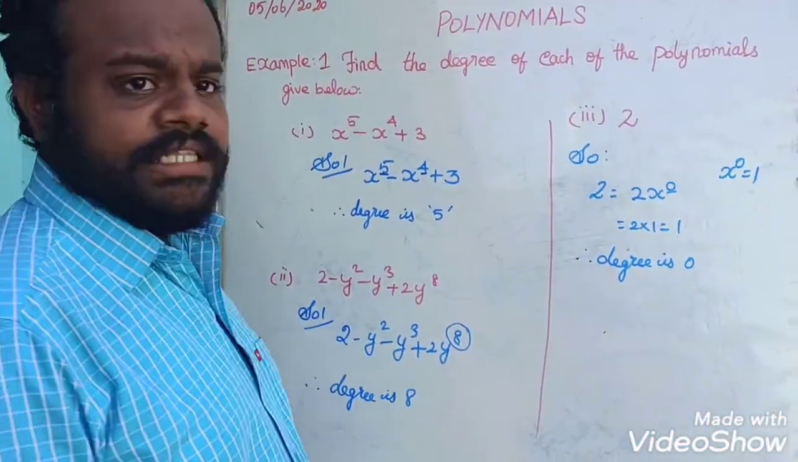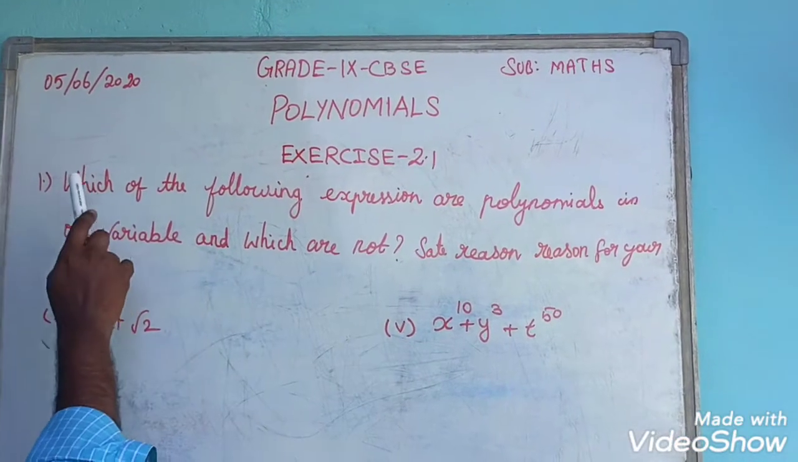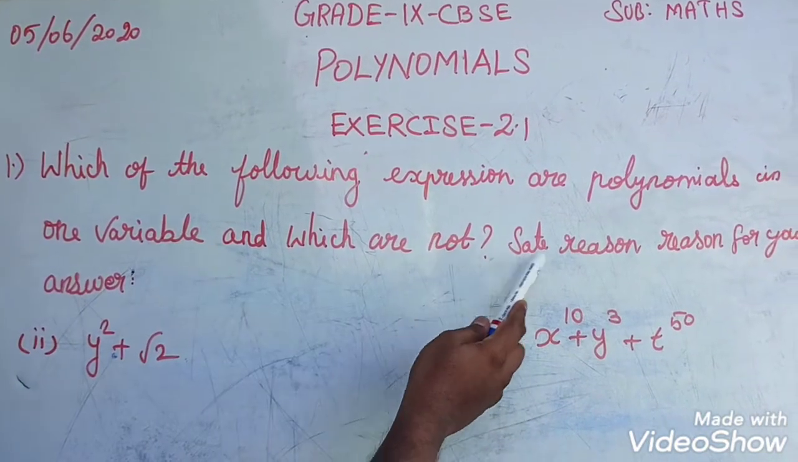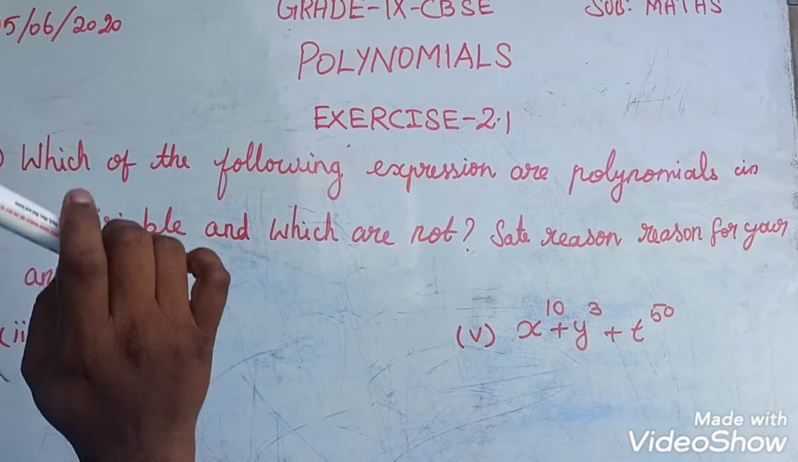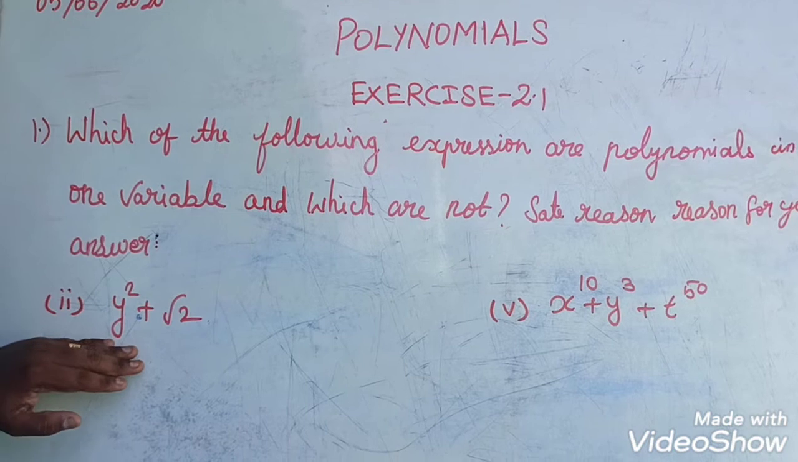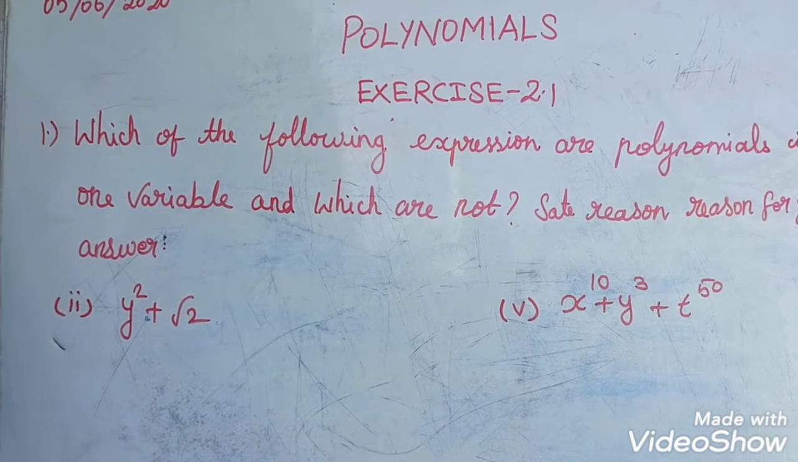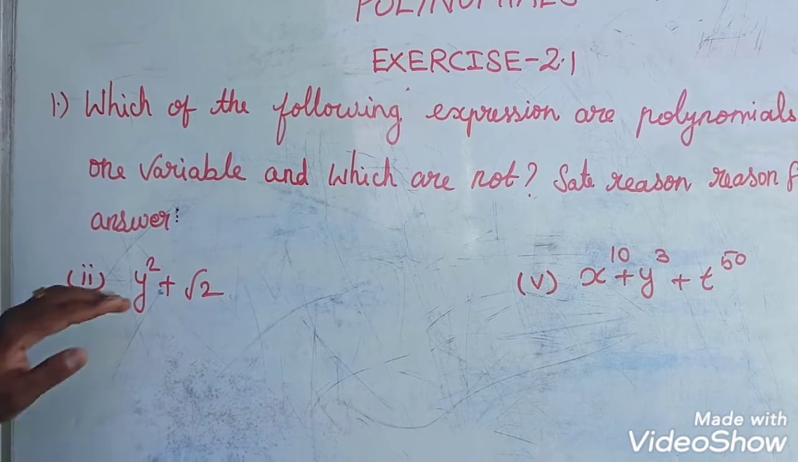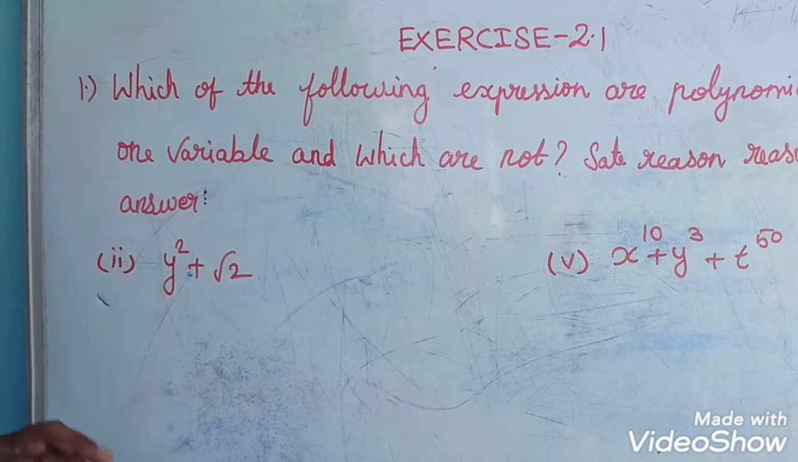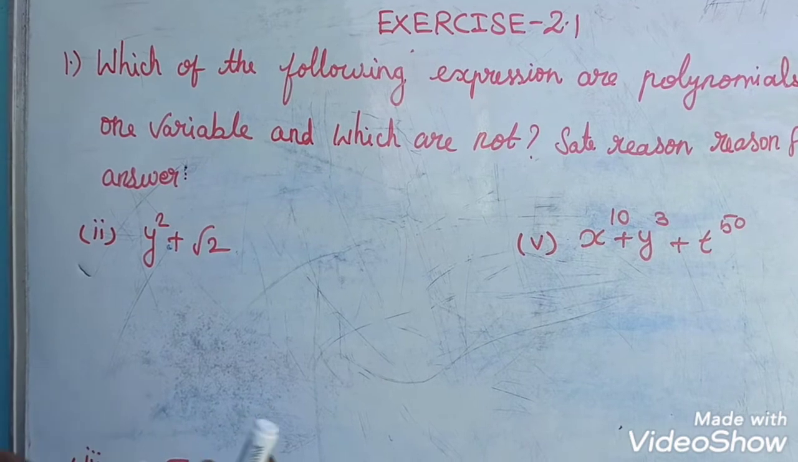Next, we have to see exercise number 1. Now we see exercise 2.1. Which of the following expressions are polynomials in one variable and which are not? State the reason for your answer. I already told you the condition of a polynomial: the exponent of the variable must be a whole number, not a rational number, fraction or negative integer like that. The whole expression should contain only one variable like x, y, etc.